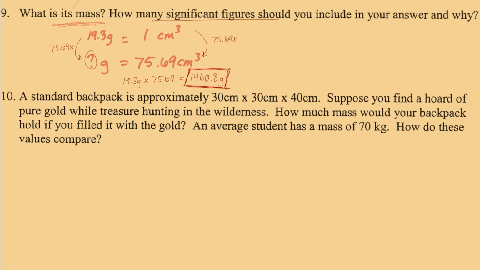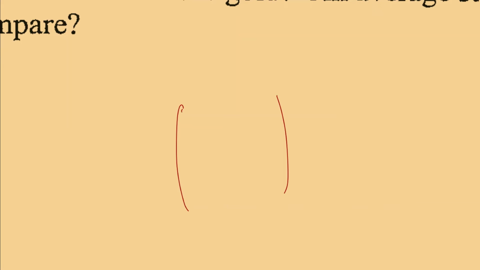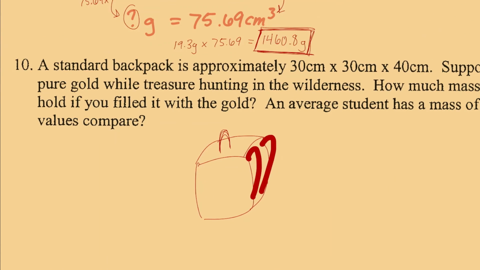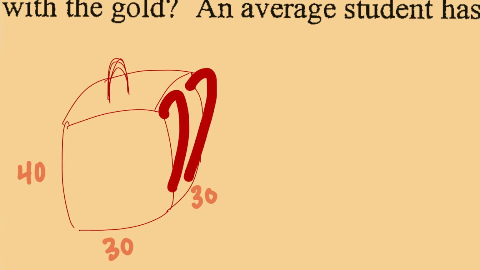All right, so let's draw a picture of our backpack, I guess. Our backpack is going to be roughly, well, I'm going to treat it like it's a cube or a cuboid, even if it's not. Let's put a handle on there and some straps. There we go, that's backpack-ish. We know the dimensions of our backpack, right? It is 30 by 30 by 40. So I'm going to say 30 by 30 by 40. We're going to treat this like it is a rectangular prism.